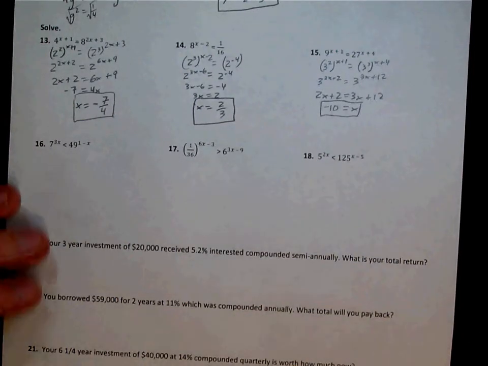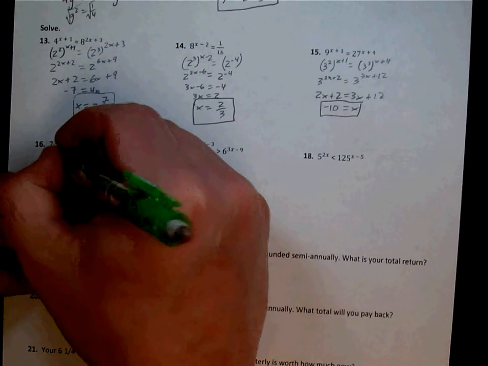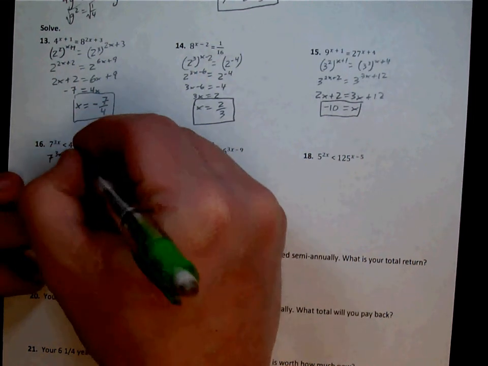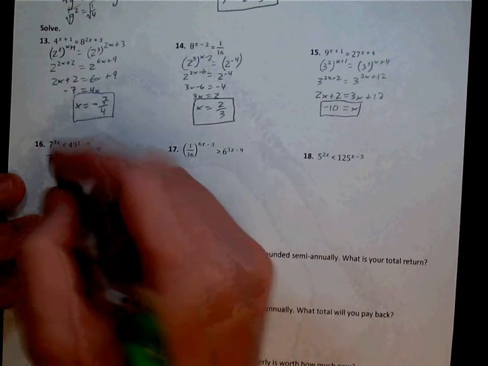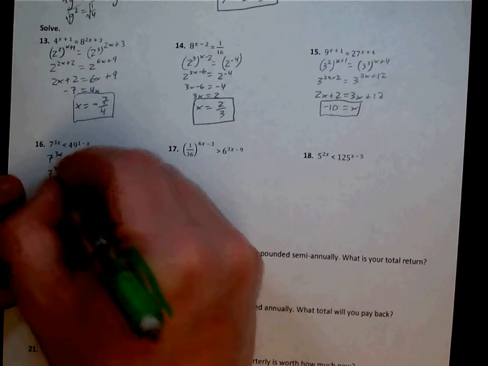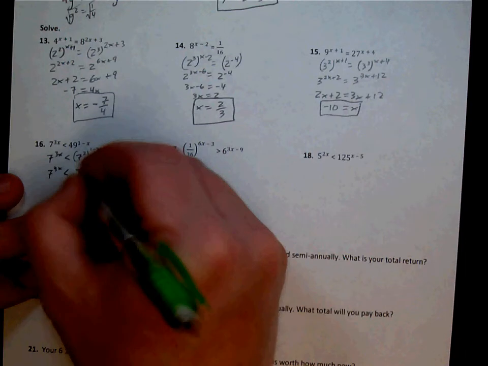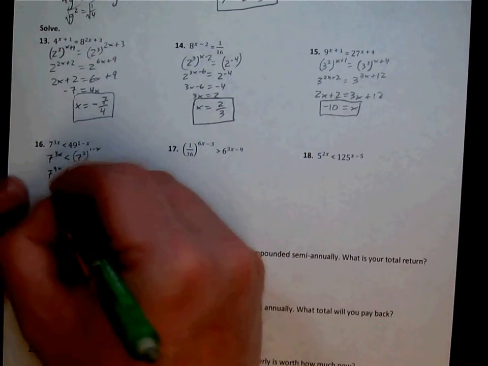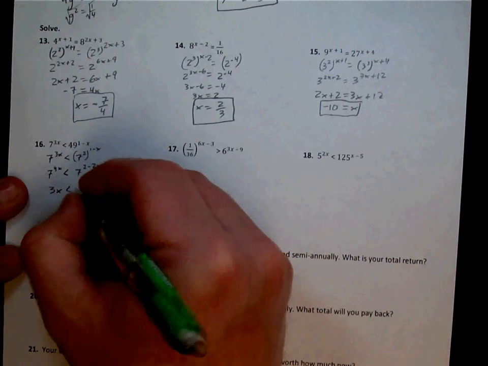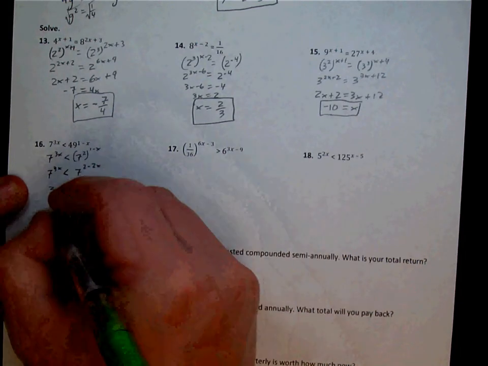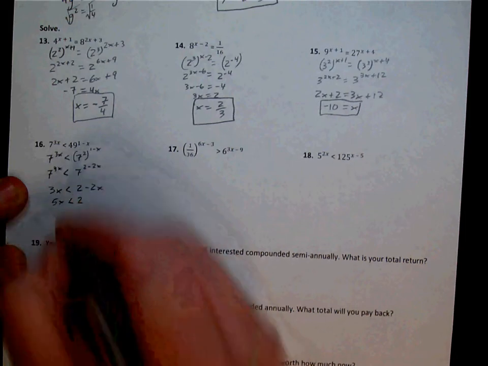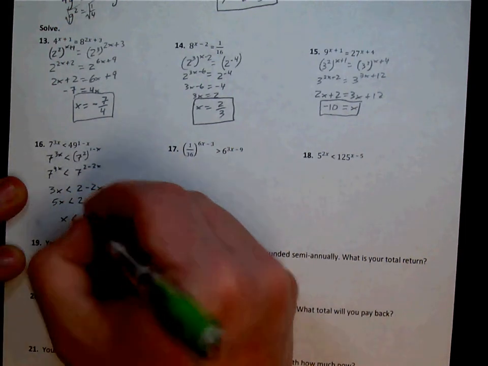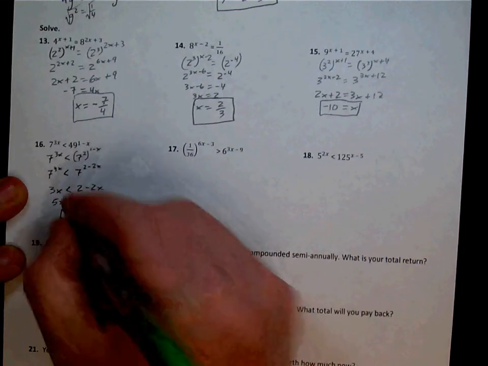Now we get into inequalities. I do the same process. 49 is a power of 7. I've got to distribute there. Now I can get rid of the base numbers. I know that 3x has to be less than 2 minus 2x. I would add 2x to both sides, and then I can divide by 5. X is less than 2/5.